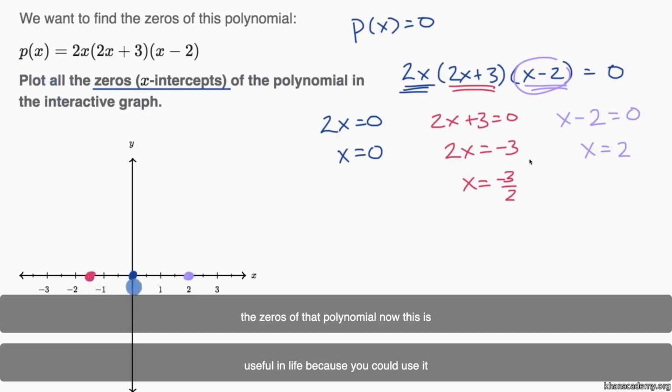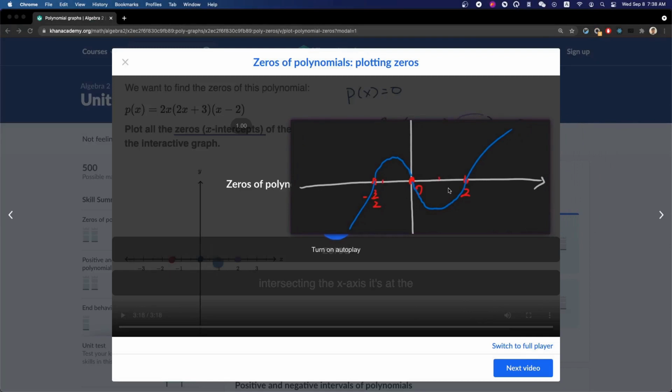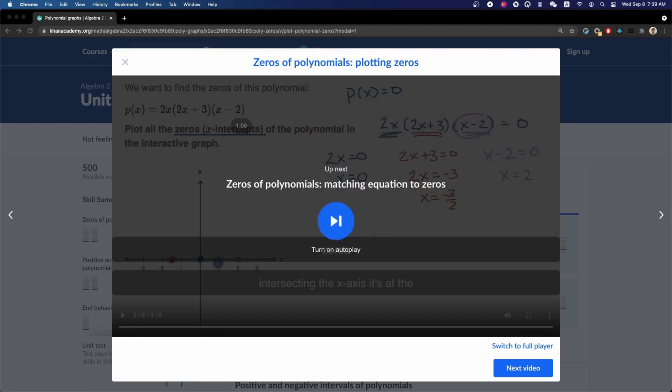Now, this is useful in life because you could use it to graph a function. I don't know exactly what this function looks like. Maybe it looks something like this. Maybe it looks something like this. We would have to try out a few other values to get a sense of that, but we at least know where it's intersecting the x-axis. It's at the zeros. So in the end, he didn't draw out the whole graph, but instead he just put some points on the x-intercepts, or the x-axis. He didn't do the whole thing.